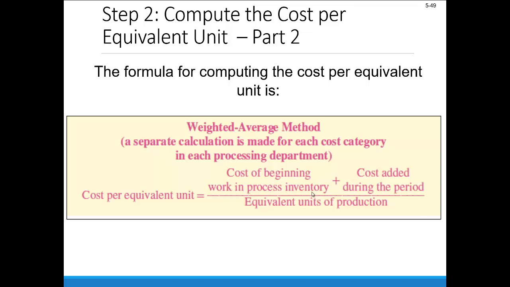So what I'm saying here is, if we're taking materials as the example, the cost of beginning work in process inventory with respect to materials, all the materials costs sitting there, plus all the material costs we added during the period, divided by the equivalent units of production with respect to materials. And then we would repeat that with respect to conversion.